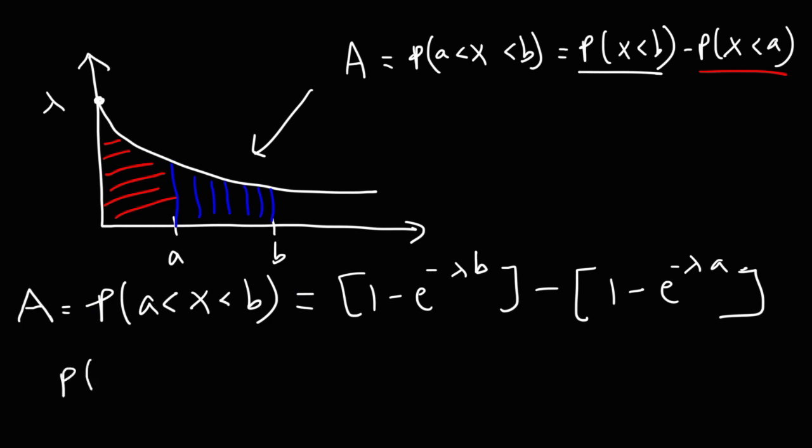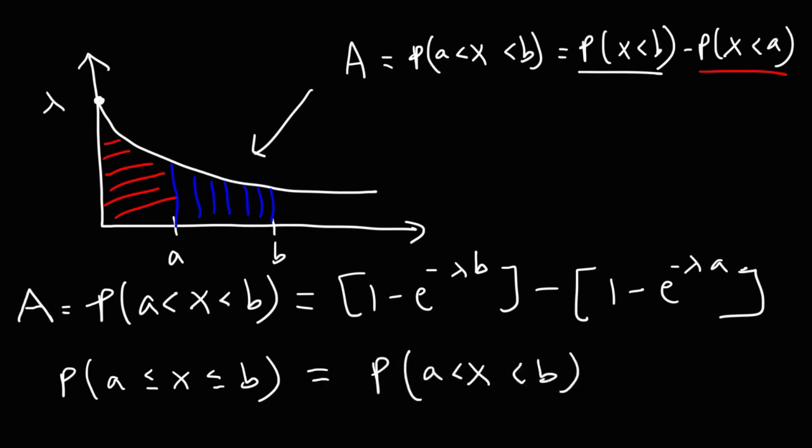Another thing that you want to keep in mind is that for a continuous probability distribution, the probability that x is greater than or equal to a and less than or equal to b is the same as the probability that x is between a and b. So you want to keep that in mind. There's no difference here.